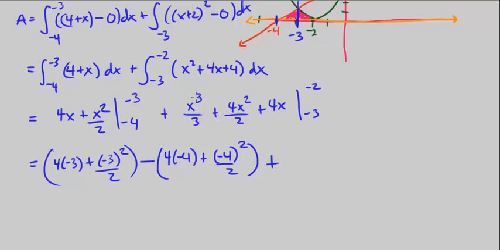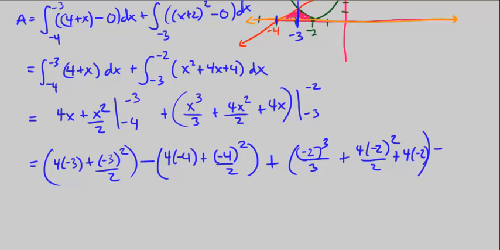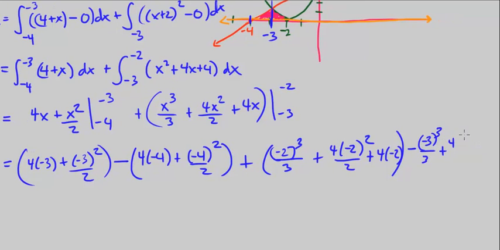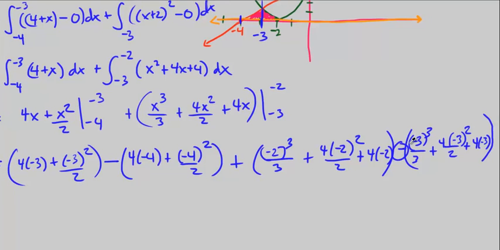Plus, we're going to go ahead and plug in negative 2. This here is negative 2 cubed over 3 plus 4 times negative 2 squared over 2 plus 4 times negative 2, minus plug in negative 3. Negative 3 cubed over 3 plus 4 times negative 3 squared over 2 plus 4 times negative 3. Make sure to put that in parentheses because it's a minus.